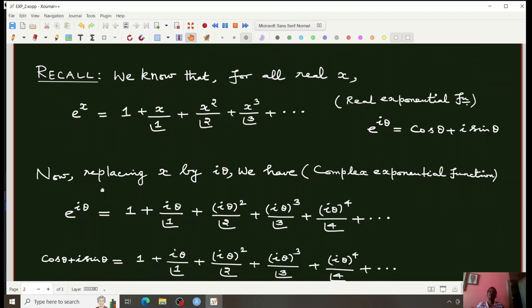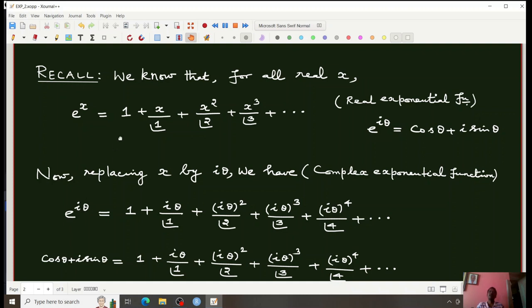So when we do that, replacing x by I theta, we have a complex exponential function. We will define what an exponential function is in a separate video, okay? So this is a complex exponential function.